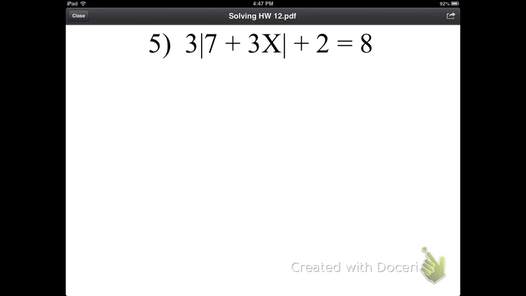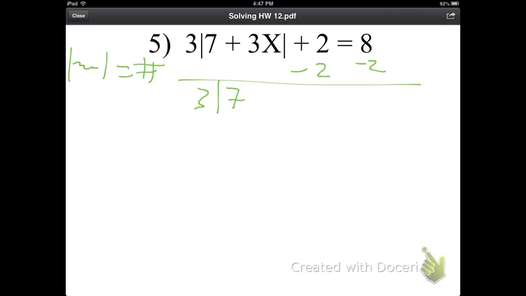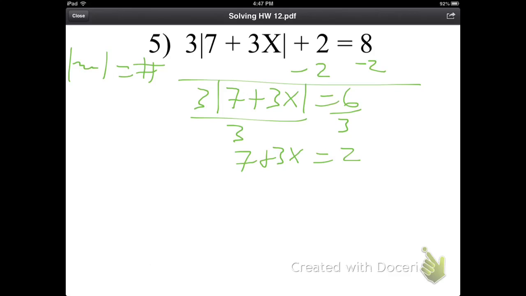When dealing with these, try to get your equations so you just have your absolute value stuff equals number before you try to split it into two equations. So let's get rid of this 2 here by subtracting 2 from both sides. And now we got 3 times the absolute value of 7 plus 3x equals 6. And I want to get rid of the 3, so I'll divide by 3 on both sides. And now I'm at 7 plus 3x equals 2.